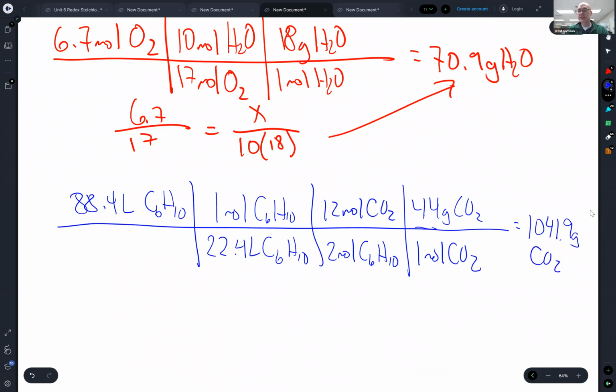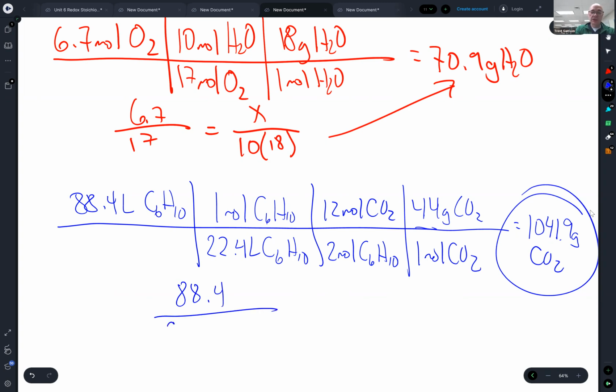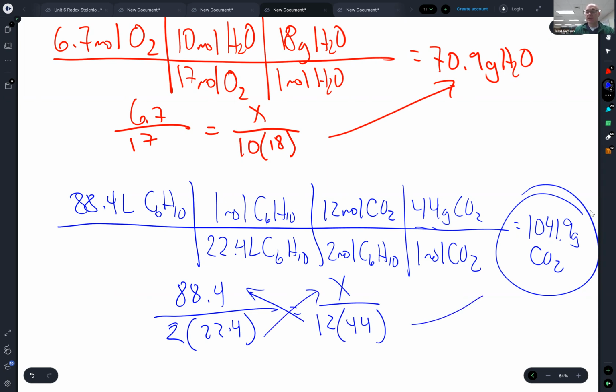1,041.9 grams of CO2. Now, if I want to do this as a ratio, I've got 88.4 over 2 for C6H10 times 22.4 as the conversion factor equals X over 12 times its conversion factor of 44. Cross multiply, and you end up with the exact same answer, 1,041.9.